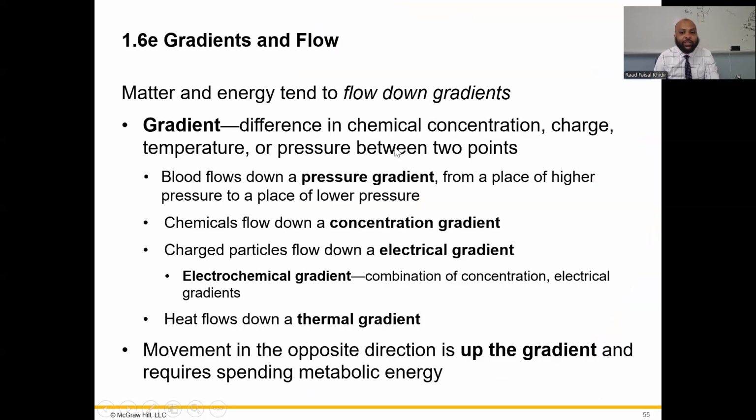Okay, gradients and flow. A gradient is the difference in chemical concentration, charge, temperature, or pressure between two points. Blood flows down a pressure gradient from a place of higher pressure to a place of lower pressure. We talked about oxygen and air flowing from an area of high oxygen partial pressure, the lung, to an area of low partial pressure, the tissue.